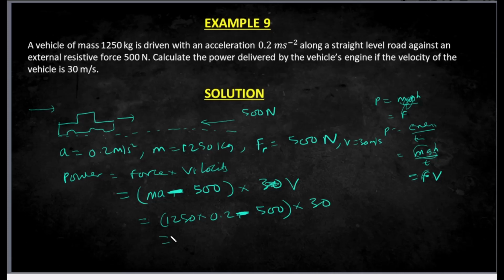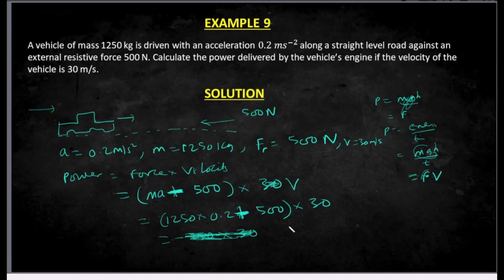So if we multiply, we have 1250 times 0.2 minus 500, which gives minus 250 times 30. Okay, no. We need a plus here, and power cannot be negative. I'm sorry, we need a plus here in order to overcome it, because the car has to move. You need more power to go when something is coming against you, so the power needs to be high.